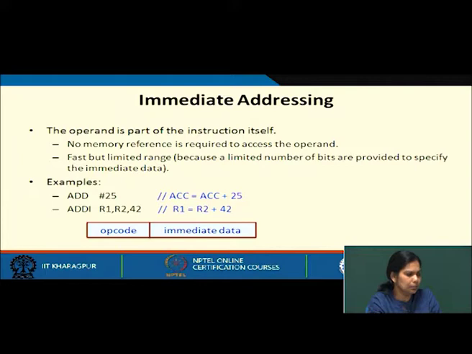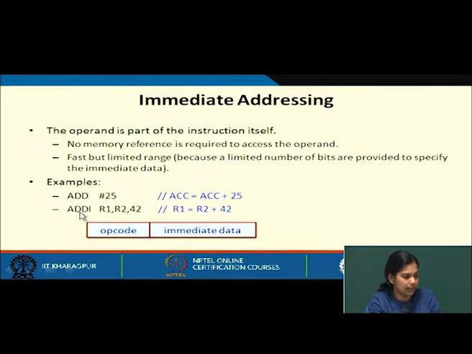and it is fast, but has limited range, because you can only specify a limited number using immediate mode, like add hash 25. When we write hash, that means it is immediate data. So, when we write add hash 25, that means 25 will be added with whatever value is in the accumulator, and it will be stored in the accumulator.